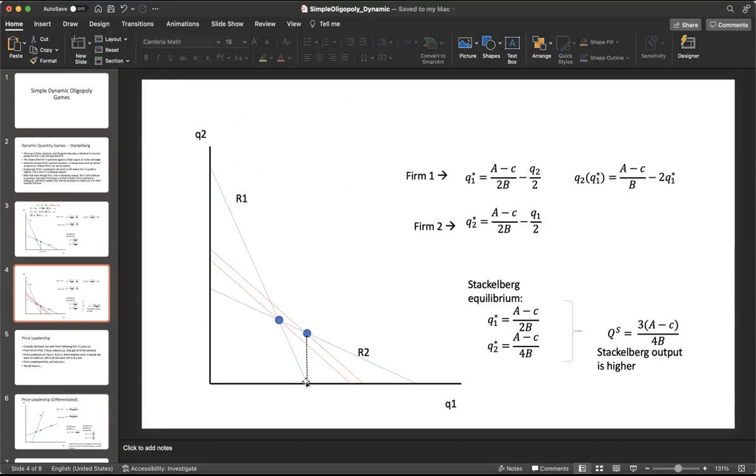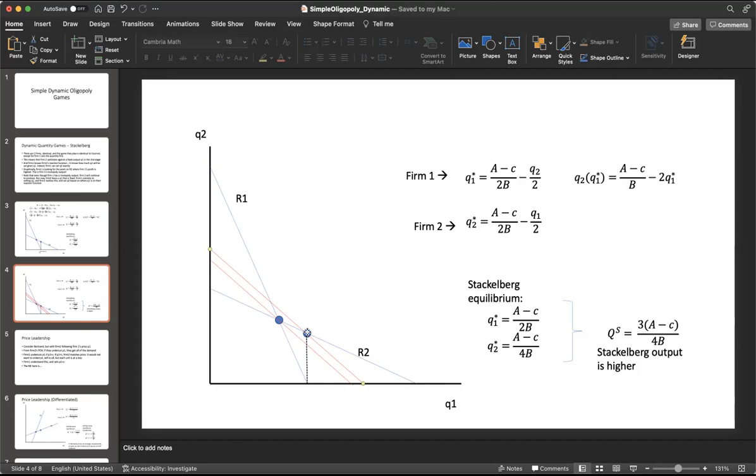Okay. So nandito na tayo, and then your Stackelberg equilibrium is the following. Q1 star is this. Q2 star is this. And what is this? It's the sum of these two things. Right? 1/2 plus 1/4 is 3/4. Diba? Okay. So nakasulat rin yan dito. This dot here, that's the Cournot equilibrium. And this here is the Stackelberg.